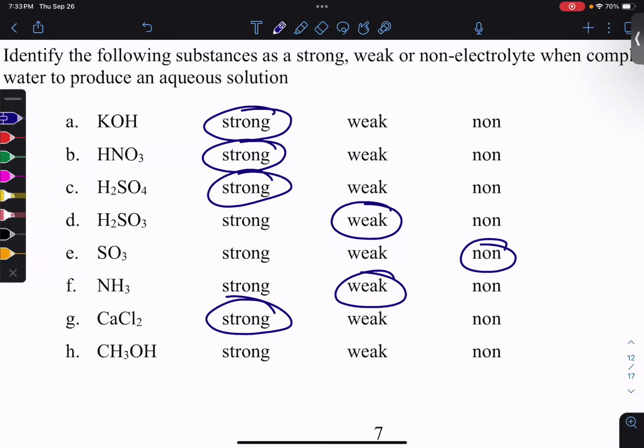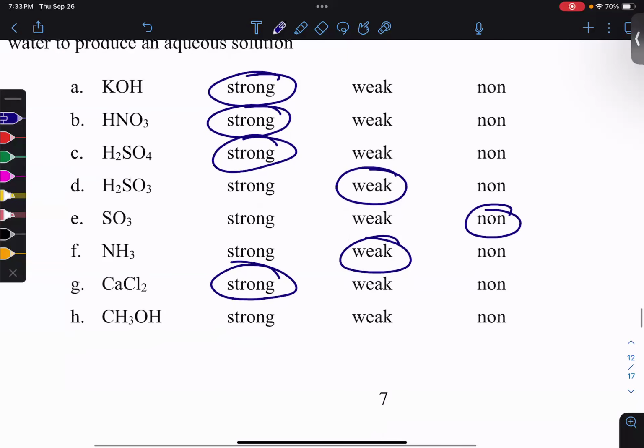CH3OH. Ooh, yeah, that one's tricky. So what's tricky is if I asked you, okay, sodium hydroxide, what is that, strong, weak, or non? Strong, because it's ionic, it's a strong base. But remember, does OH mean that it's a strong base? Not always, because what is this?